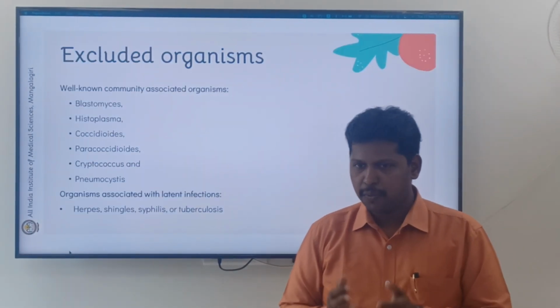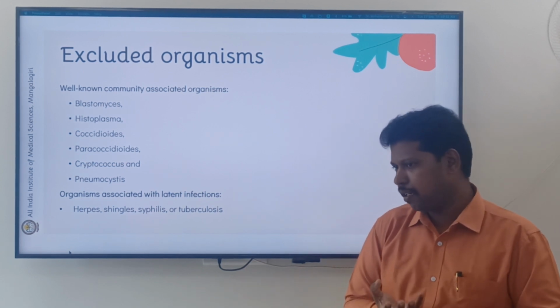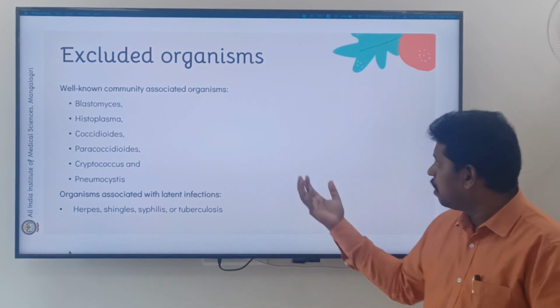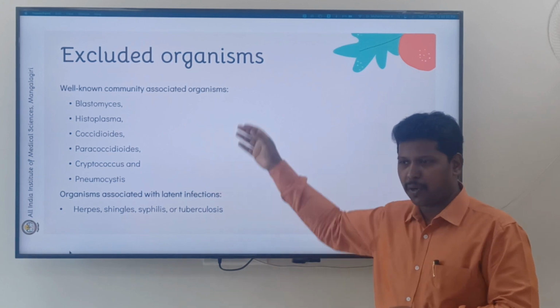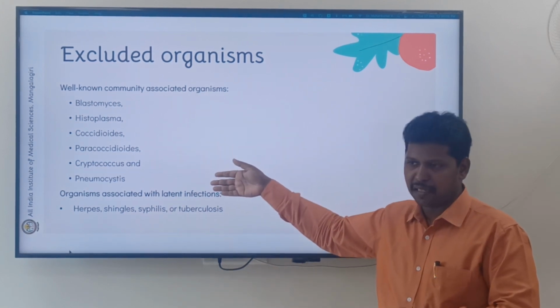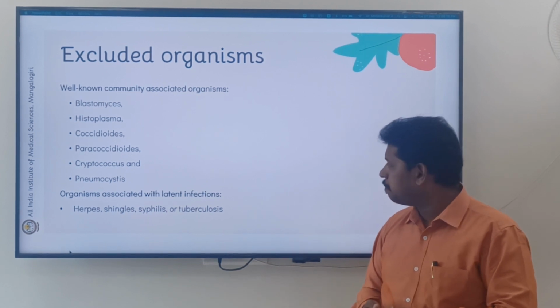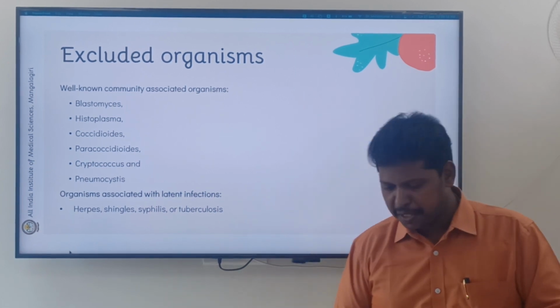Excluded organisms. For HAI surveillance, it should be from a hospital or healthcare institutional onset of organisms. These are the properly documented community-associated organisms. So for all these organisms present in the SSI, you will not document them as SSI. And organisms associated with latent infection. So even all these infections are not considered to be a surgical site infection as such.